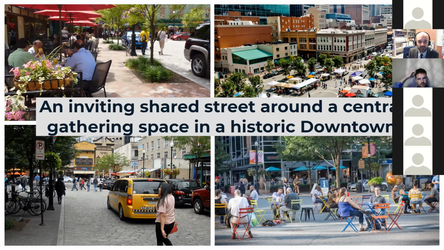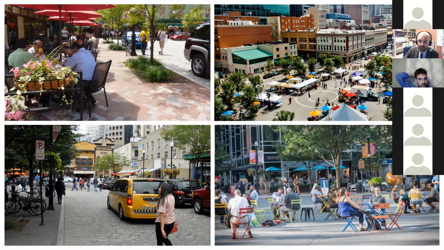So again, this is, as you can see, a public square in a historic downtown, surrounded by this inviting shared street. And we feel like this could be an interesting precedent for Downtown Crossing, because a few of the streets that we intend to continue to be open to vehicular traffic, like Bromfield Street or School Street, might function well with something along the lines of a shared street.